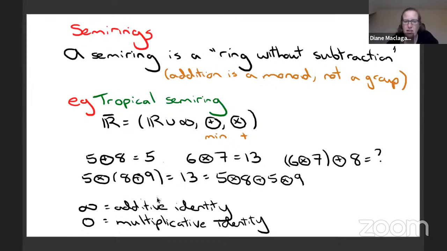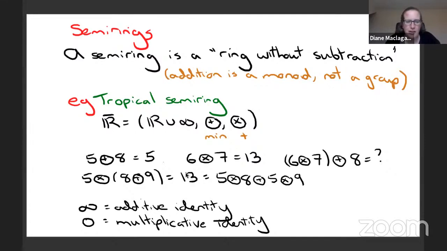We can check that infinity is the additive identity. So the minimum of anything and infinity is your first number, anything. 0 is the multiplicative identity. 0 tropical times anything is going to be that anything. So we have all the axioms of a ring, except that we don't have subtraction. This is why it's called a semi-ring, and in particular, this one is the tropical semi-ring.